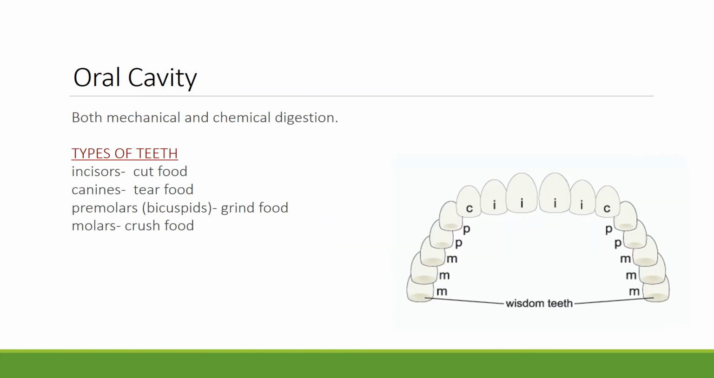Let's go through each of the organs of digestion, beginning with the mouth, also known as the oral cavity. In the oral cavity, you have both mechanical and chemical digestion. In the mouth, you also have 4 different kinds of teeth. The incisors, which cut food, the canines, which tear food, premolars or bicuspids that grind food, and molars that crush food. You can see in the diagram on the right, each of these 4 types of teeth is labeled.